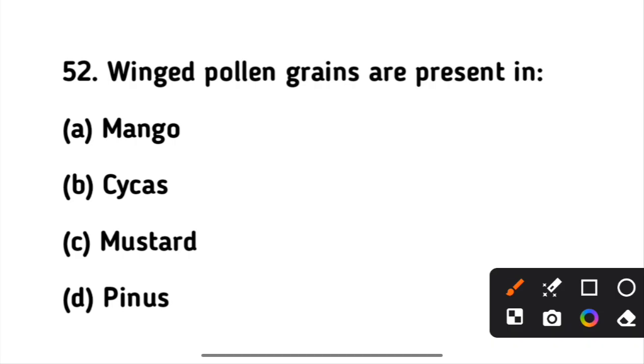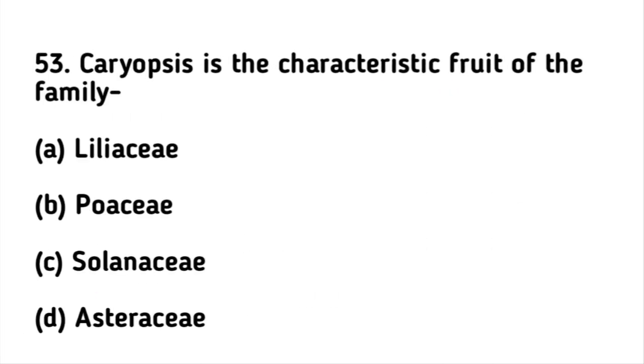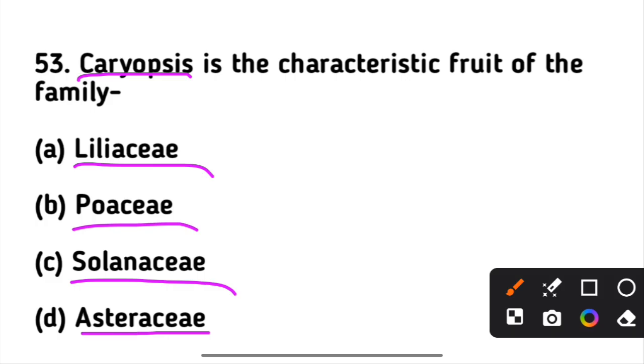Next question. Winged pollen grains are present in mango, cycas, mustard, pinus. Option D is correct, pinus. Winged pollen grains are present in pinus. Next question. Caryopsis is the characteristic fruit of the family Liliaceae, Poaceae, Solanaceae, Asteraceae. Option B is correct, Poaceae. Caryopsis is the characteristic fruit of the family Poaceae.